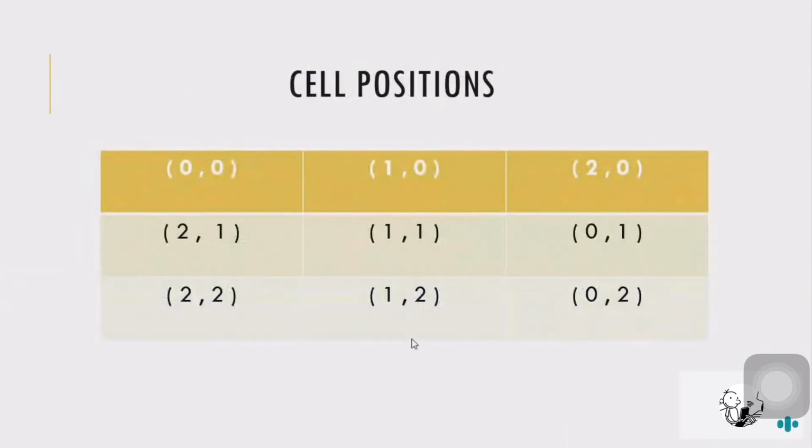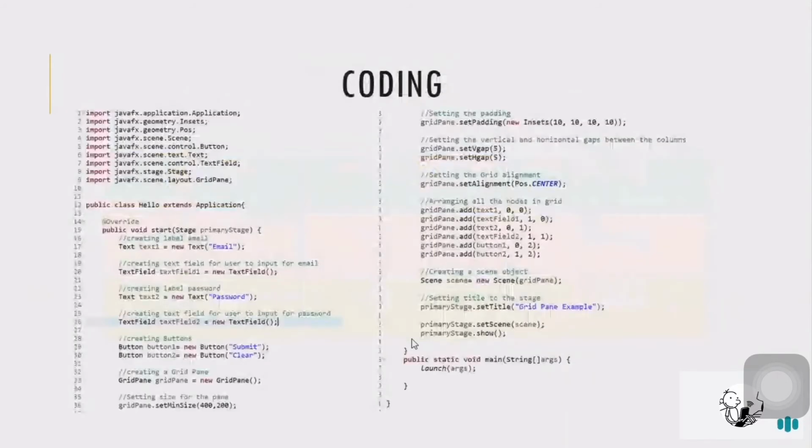Here are the cell positions that we need to follow when we want to arrange the nodes in the GridPane. So what we have here is the coding.